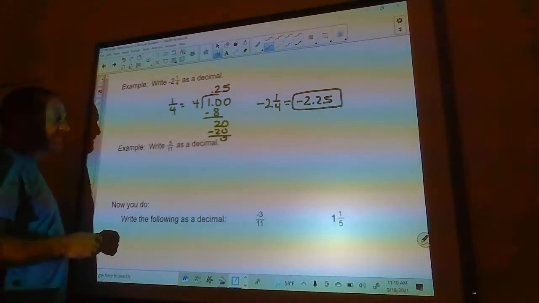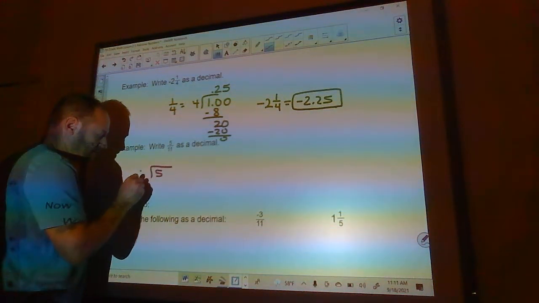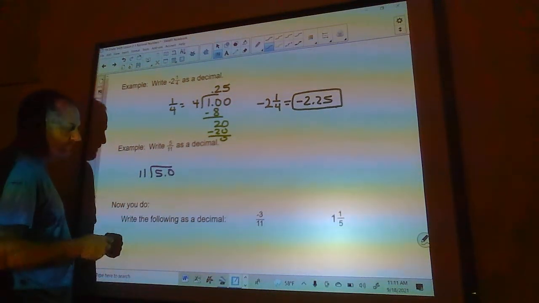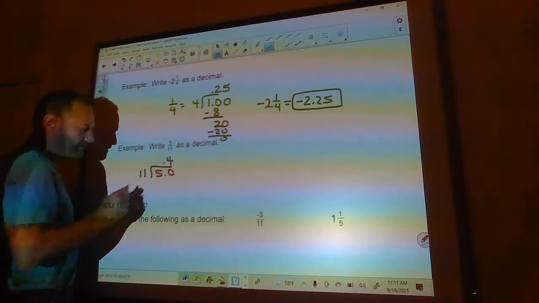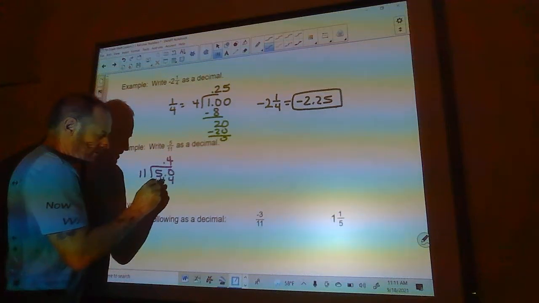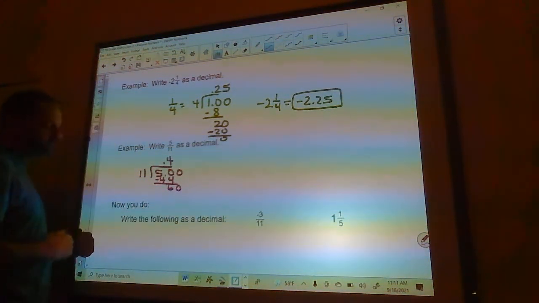Okay, write 5/11ths as a decimal. So remember, that's 5 divided by 11. So we're just going to do this. Put a decimal right there, add a 0. Okay, so 11 will go into 50 4 times. Make sure to bring your decimal up. 4 times 11 is 44. Subtract, that leaves 6. Drop another 0 down.